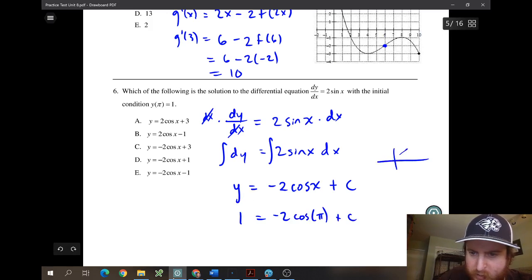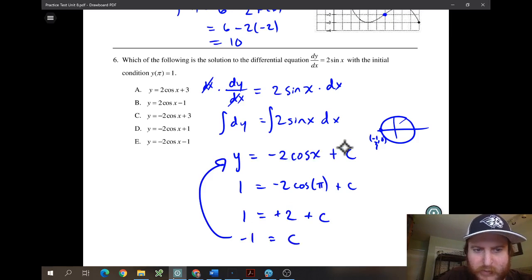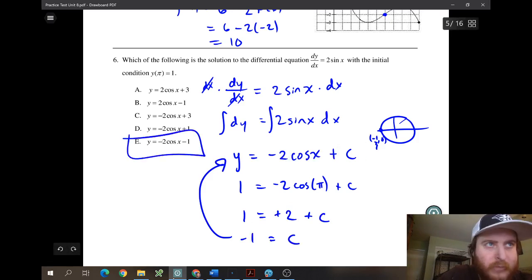Cosine of pi is negative 1, right? So negative 2 times negative 1 becomes positive 2. Subtract the 2 from both sides, we get negative 1 equals c. Plug that back in up there, and we'll end up with negative 2 cosine of x minus 1, choice E.